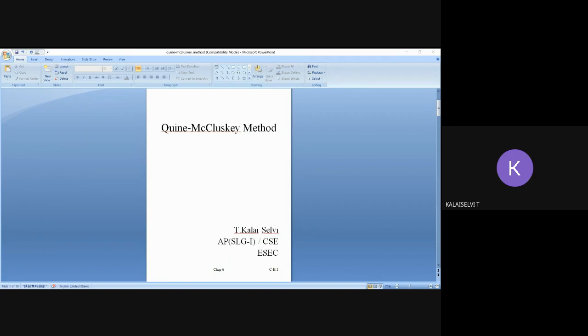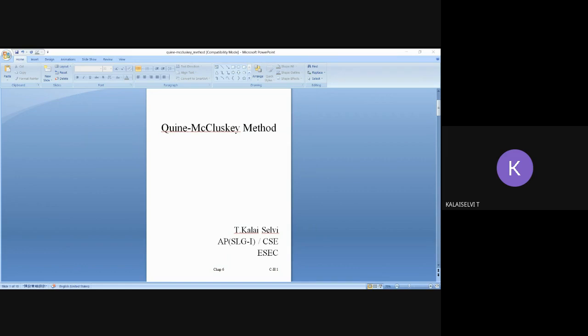So while writing 0 comma 2, we can write it as 0 0 hyphen 0, because the third bit position differs. Here it is 0, here it is 1. If there is a difference in a bit position, that can be represented as hyphen, and the remaining have to be considered as it is.